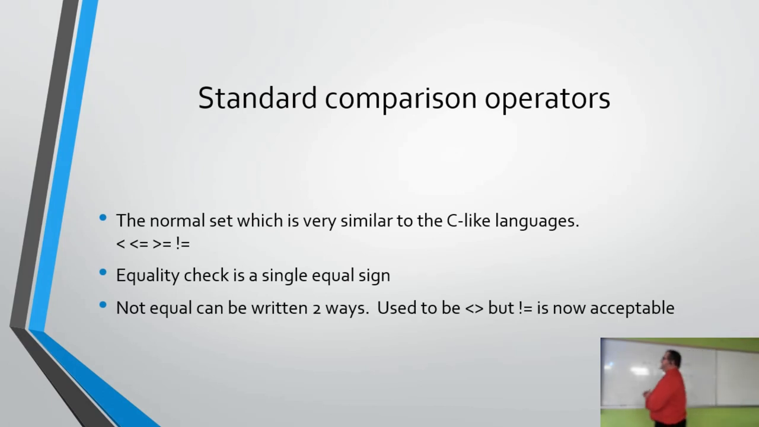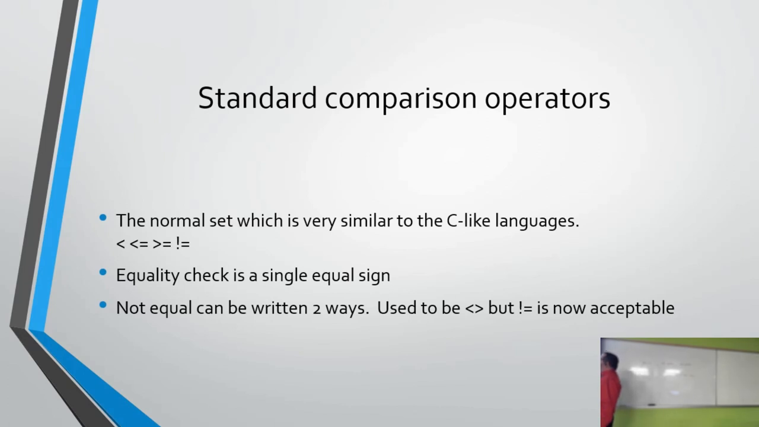These should look familiar. The normal set is very similar to C-like languages. So, same as JavaScript, same as Java, same as PHP, C#, C, obviously, C++. They all share the same operators for the most part. Less than or equal to, greater than or equal to, not equal to. Equality check, as I mentioned earlier, is a single equal sign. Why? Because that's what it was decided in the 1970s. They didn't go with double equals. Don't ask me why. I don't know. They decided equal was cool, and it's all good.